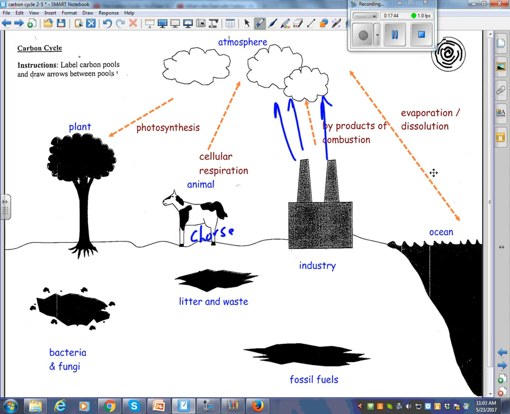And actually what's happening is the carbon in the oceans is creating a lower pH, a higher acidic content. So the oceans are becoming more acidic, which is causing problems for coral reefs and stuff like that.